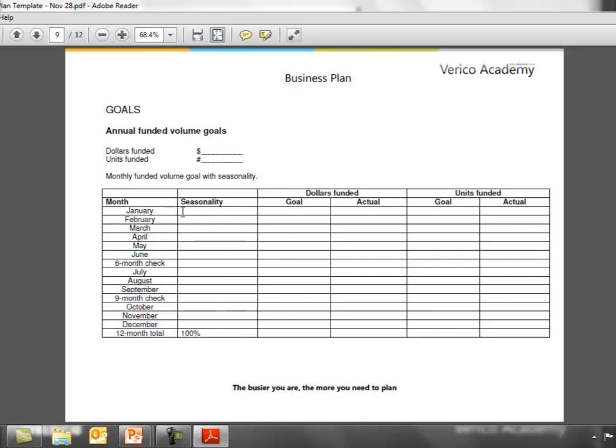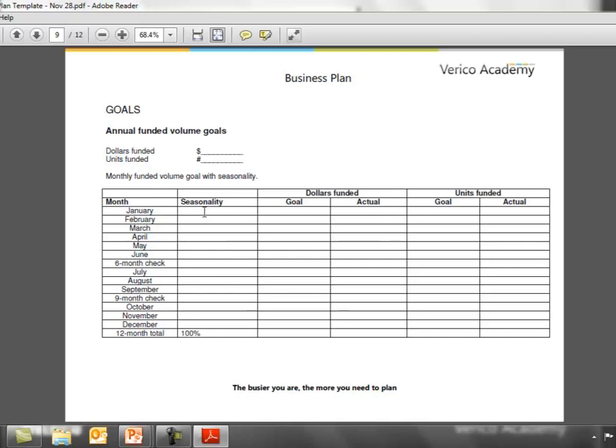We also suggest that you break it out over the months of the year. Have a check for yourself at 6 months, 9 months, and 12 months to see how you are doing. You want to note your goal, and when the month has passed, you'll put what you actually funded in there so that you can compare the two.